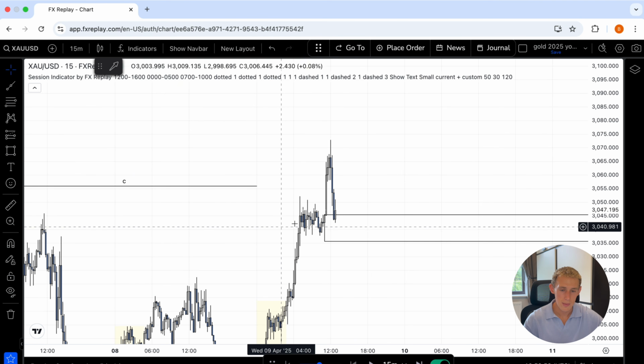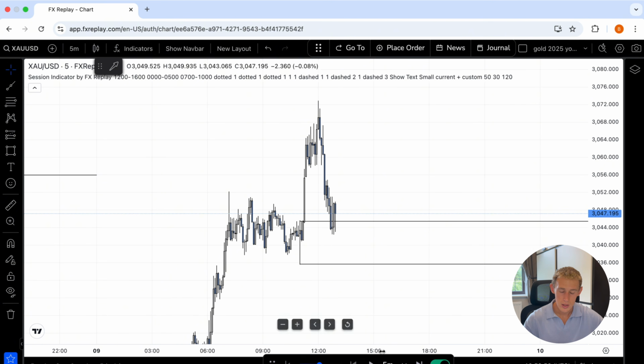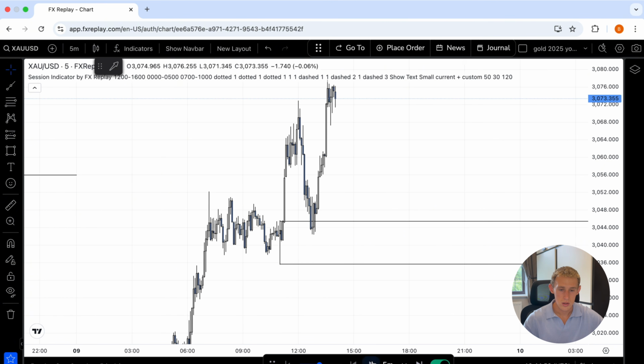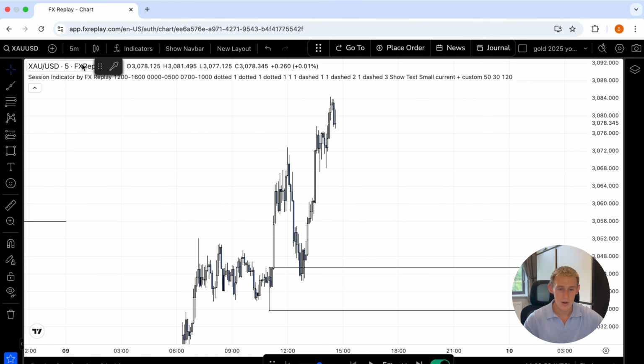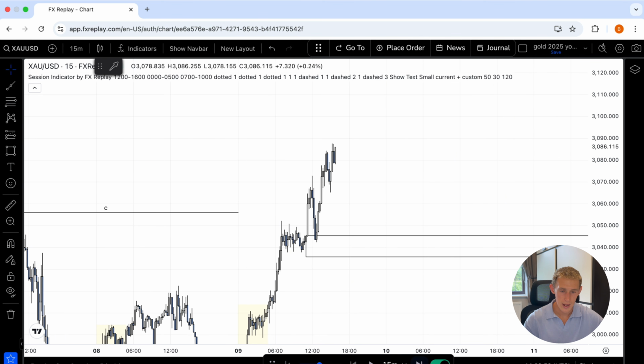We have this area of demand. I would want a confirmation on this one though, because it still is kind of in a premium. So let's have a look. Yeah, so price just rallying from there. There was no confirmation. Let's see if we can get another pullback.